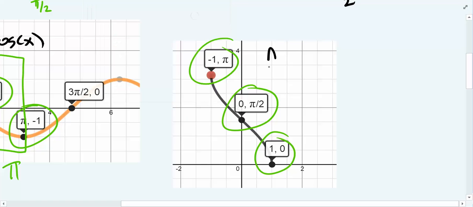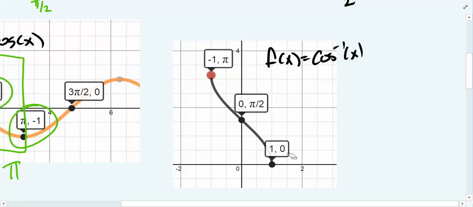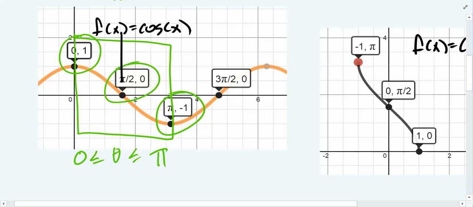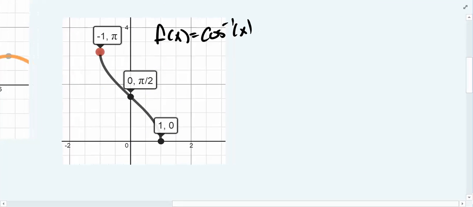F of x is now equal to the inverse cosine of x, okay? So it looks just like the sine curve, except that. So now, let's break this back up. What does this represent? What quadrant is this? That's still quadrant 1, right? What quadrant is this? That's quadrant 2. So therefore, the inverse cosine lives on a restricted domain between 0 and pi.